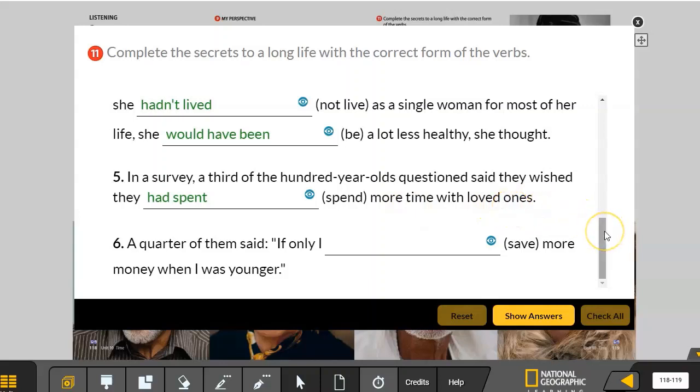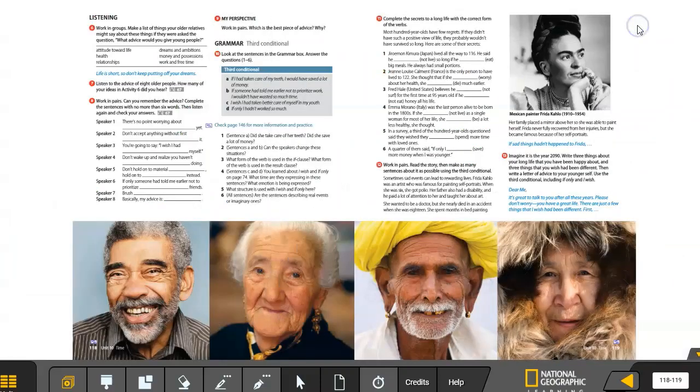And finally, number 6, a quarter of them said, if only I, si tan solo, had saved more money when I was younger, si tan solo hubiera ahorrado dinero. If only I had saved more money when I was younger. Okay, great, guys, excellent. Do you have any questions? Hopefully not. So let's continue on, guys.